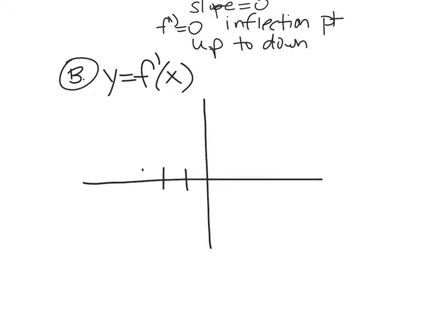All right, so go like this. 1, 2, 3, 4. 0, 1, 2, 3, 4. And then let's draw a polynomial that goes like this.